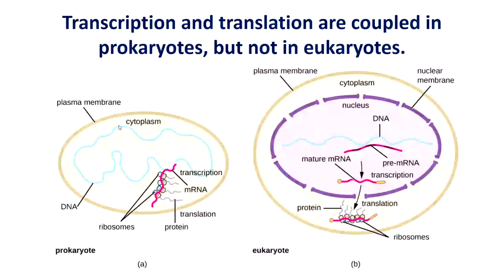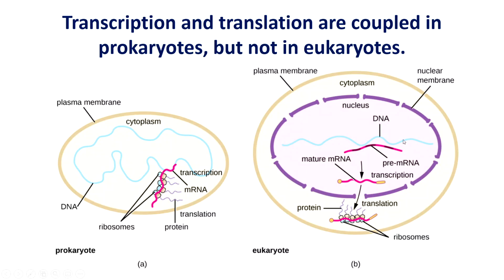Another feature that I want to describe is that translation and transcription are coupled in prokaryotes, meaning they happen at the same time, but not in eukaryotes. Why? Well, because eukaryotes have a nucleus that separates those processes, transcription and translation, in physical space. Transcription happens in the nucleus to create a premature mRNA. That premature mRNA is chopped up, rearranged, capped, and poly A-tailed to create the mature mRNA. And then that is exported out of the nucleus and into the cytoplasm, where the ribosomes are waiting to link to it and create a polypeptide chain.